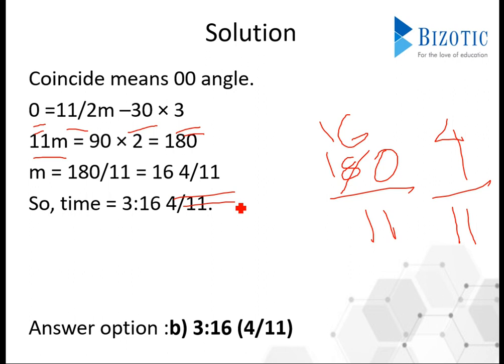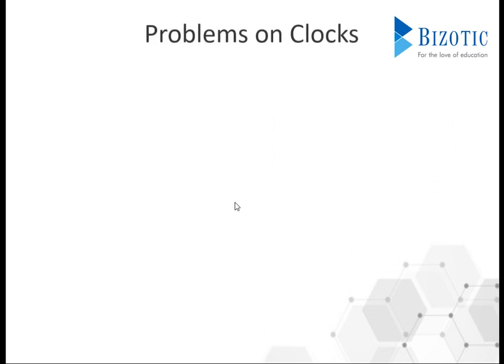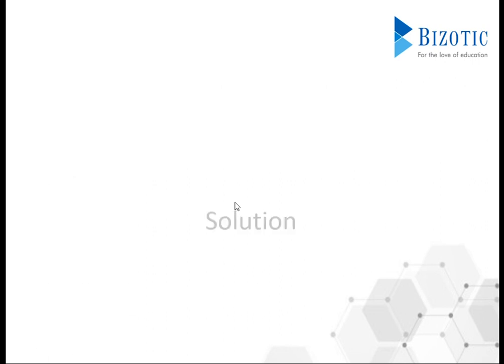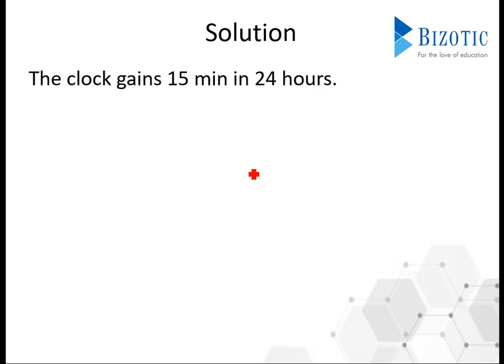Now let's move on to the next problem. A clock gains 15 minutes per day. It is set right at 12 noon. What time will it show at 4 a.m. the next day? So the next day, what time will the clock show if it's gaining 15 minutes per day? An easy one. Let's look at the solution.